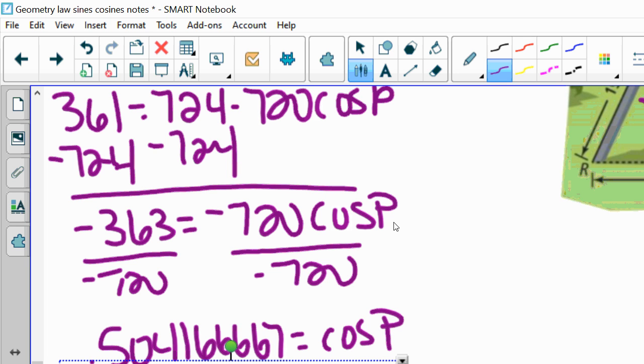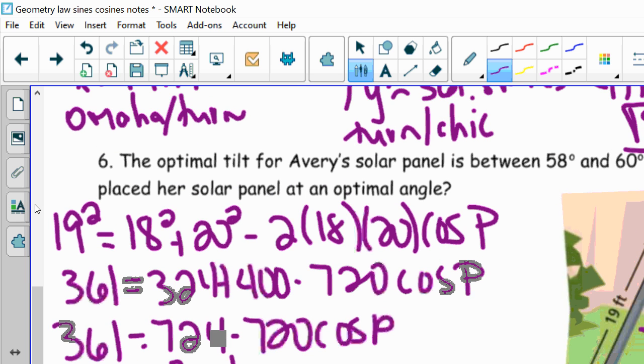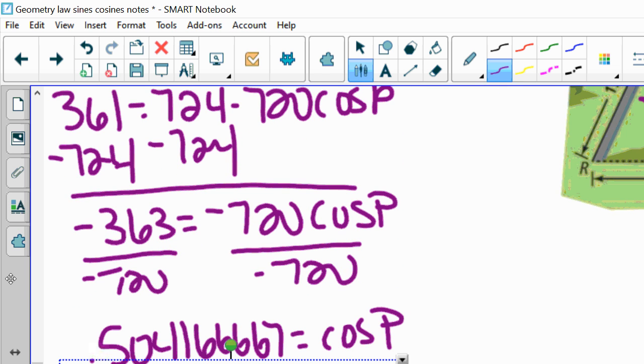Okay. So we look at the problem, and it said that the optimal tilt is between 58 and 60. Is our answer between 58 and 60? Yes, 59.7 is between there. So yes, it is placed at an optimal angle. Okay.